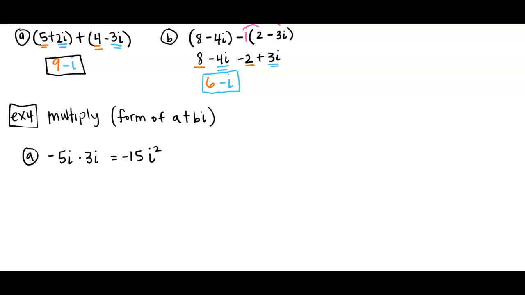Right? And then whenever I see an i squared, I'm going to replace that with a negative 1. So instead of i squared, I'm going to replace that with a negative 1. So I'm doing negative 15 times negative 1. Right? And then that will give me a positive 15 there.